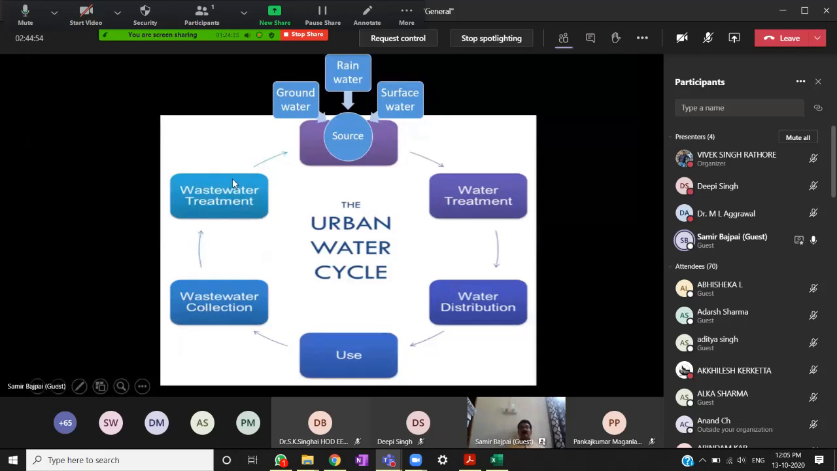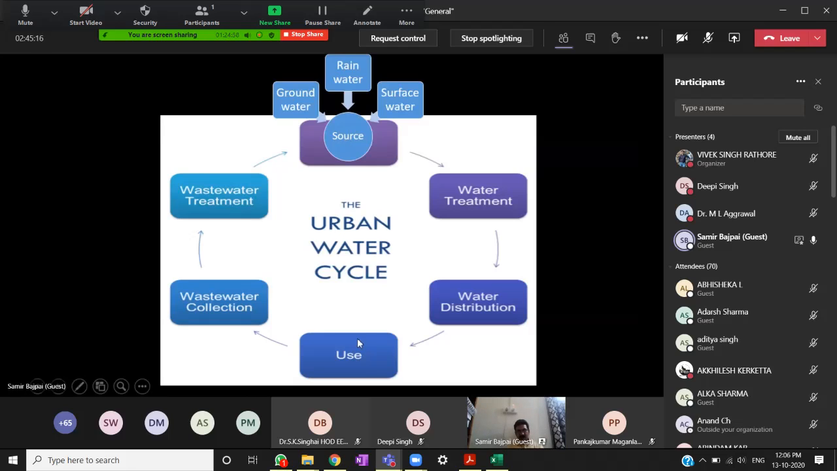Because everybody lives downstream, the raw water which is coming is not able to handle it. When the population was very small, it was scattered. People used to live in small villages at a distance from each other. There was a famous quote that the solution to pollution is dilution.